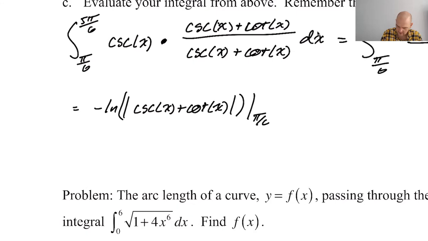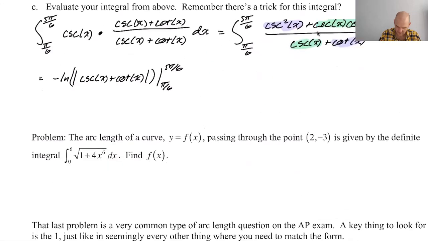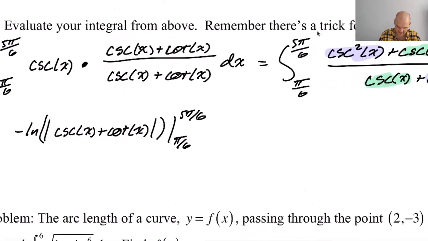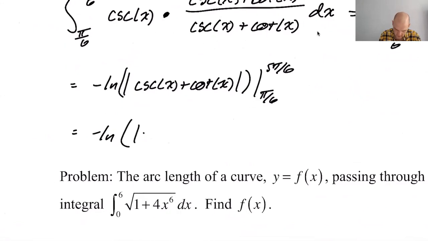from pi over 6 to 5 pi over 6. I don't know why I just decided to look and see what's left in this. We're almost done. All right, so this is negative natural log of, the sine of 5 pi over 6 is 1/2, so the cosecant is 2. The tangent of pi over 6 is radical 3 over 3, so the cotangent is radical 3, but we're in quadrant 2, so negative, so minus root 3. So 2 minus root 3 is positive, so you can drop the absolute values.